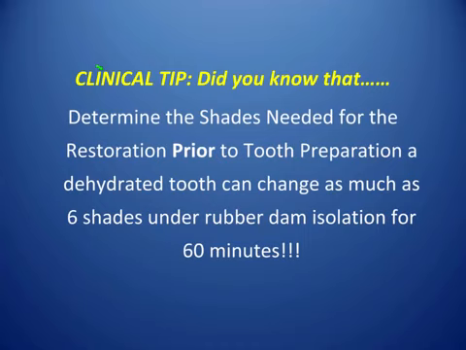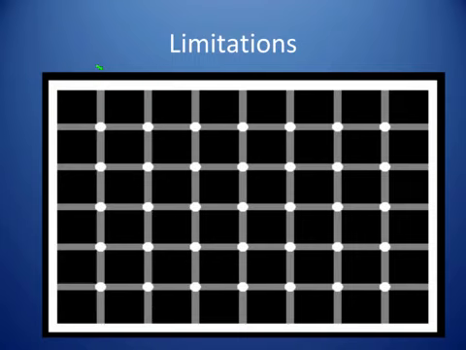So again, just another clinical tip there. Even though I've been talking for a while and I may have you seeing stars, if you're looking at this screen right now, there are no moving components to this. The purpose of this slide is to show you that during shade selection, we actually have some limitations of our brain and our eyes that are working against us.